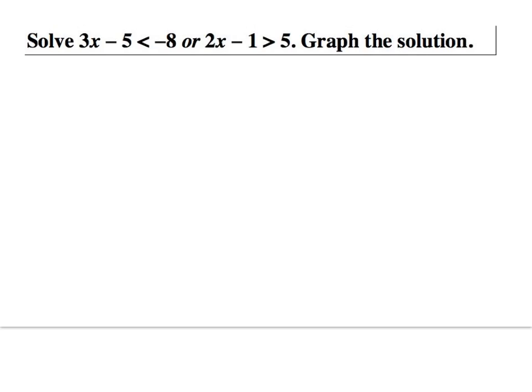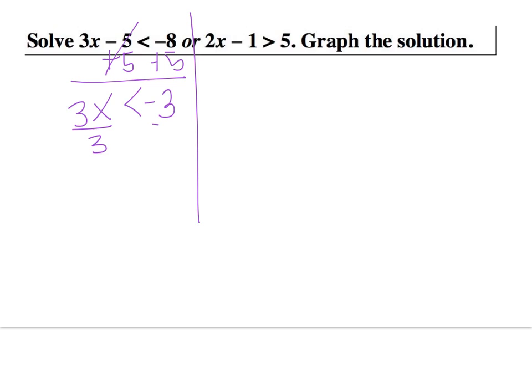So for here we have solve 3x minus 5 is less than -8, or 2x minus 1 is greater than 5. Graph the solution. So I'm going to treat these as two separate problems. So first I'm going to look at 3x minus 5 is less than -8, and I'm going to solve for x. So I'm going to add 5 to both sides. And I get 3x is less than -3. Divide by 3. So x is less than -1.